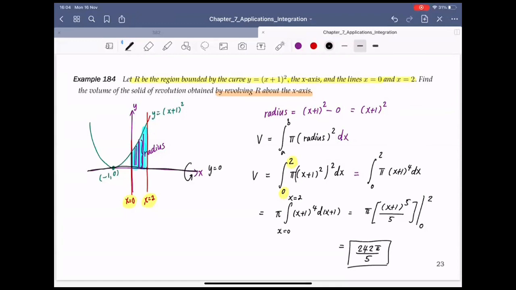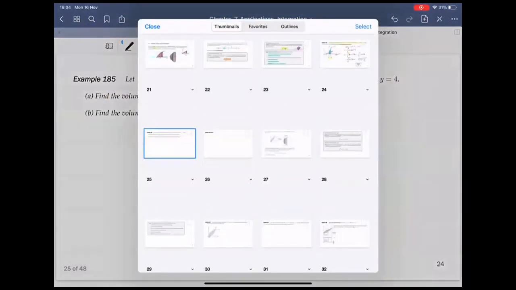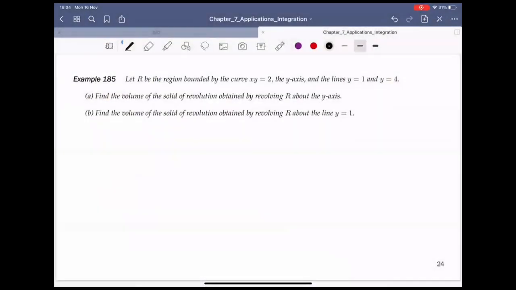So let's do one more example and then we can stop. The last one for today, example 185. So we have the curve xy equal to 2, the y-axis, the line y equal to 1, and y equal to 4, all right? Well, this question is a good one because I'm going to show you how to integrate with respect to y.